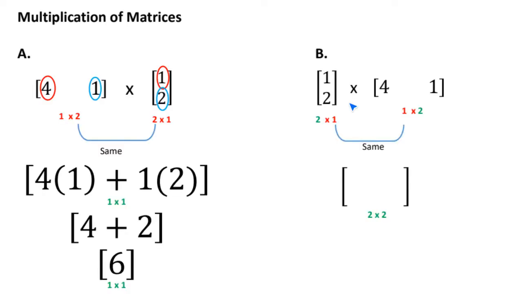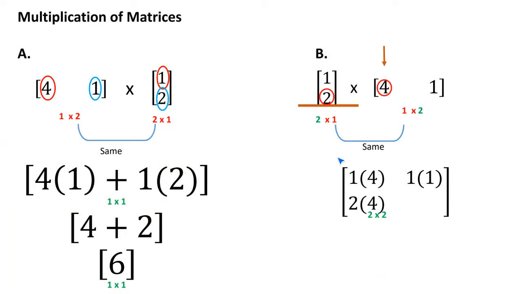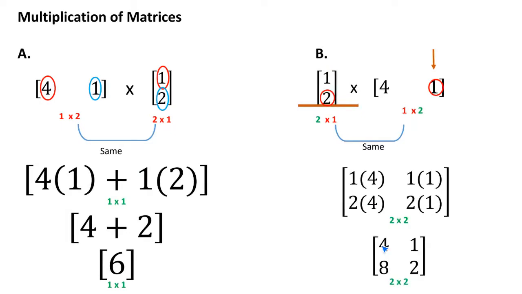For letter B, you have 2 by 1, and then you have a 1 by 2. The inside numbers are the same, and your result should be a 2 by 2 size. So we're going to multiply 1 times 4. You're multiplying every row by every column. So 1 times 4, and then we multiply 1 times 1, which is right here, and then we do 2 times 4 and 2 times 1. If we multiply it out, we end up with 4, 1, 8, and 2.